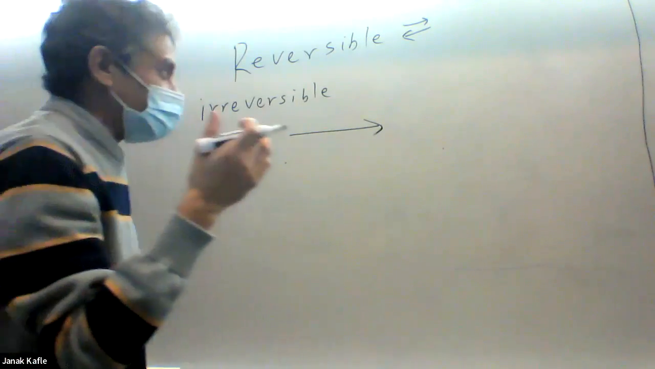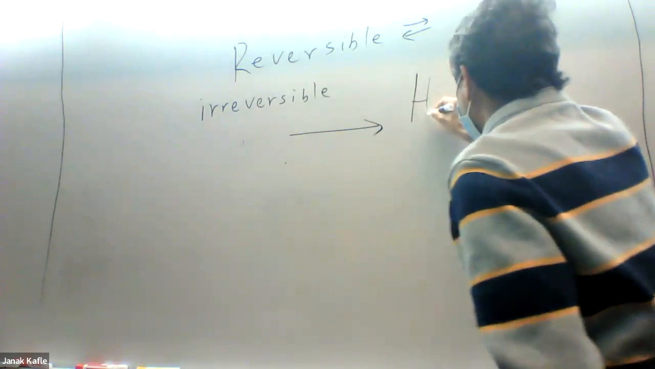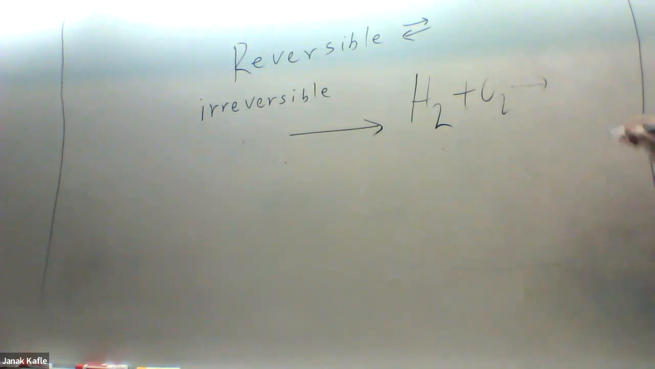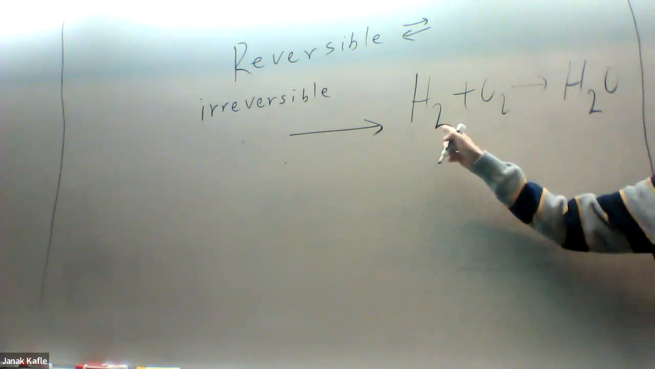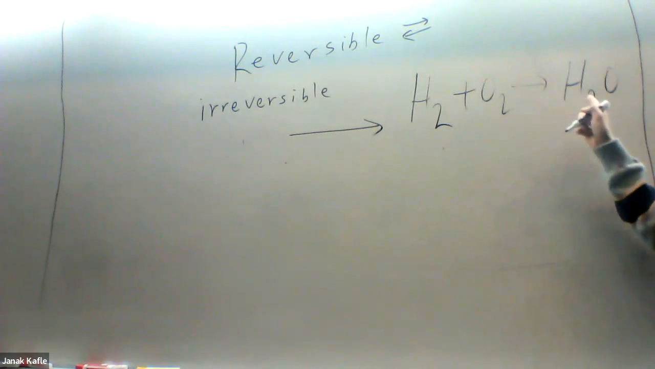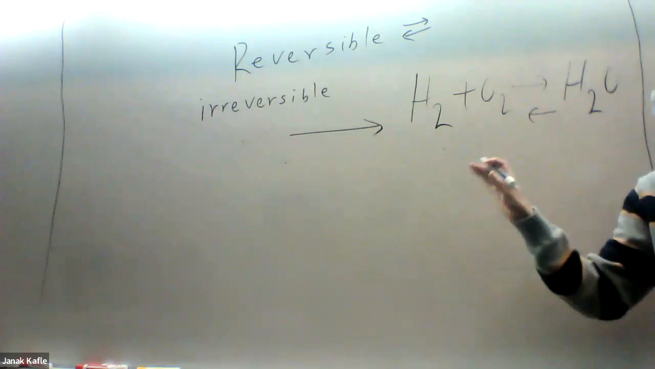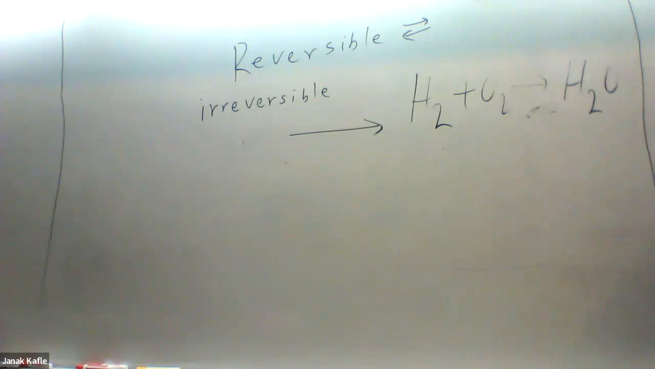So let's write one equation here. Here is hydrogen and here is oxygen. I give some fire here and burn it, and I form water. So this is a one-way reaction. If I mix hydrogen and oxygen and burn it, it becomes water. Water doesn't break to give hydrogen and oxygen. So this is not a reversible reaction. Everybody got that? It's only a one-way reaction.